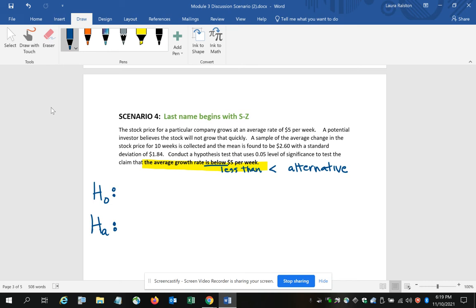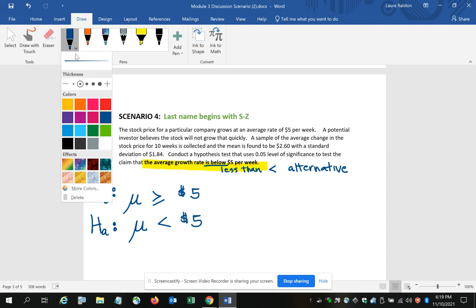So we're going from words to numbers. The average growth rate is below $5 per week. I know that the null is the exact opposite, and it must always and forever include equal in some form. So the mean is greater than or equal to $5.